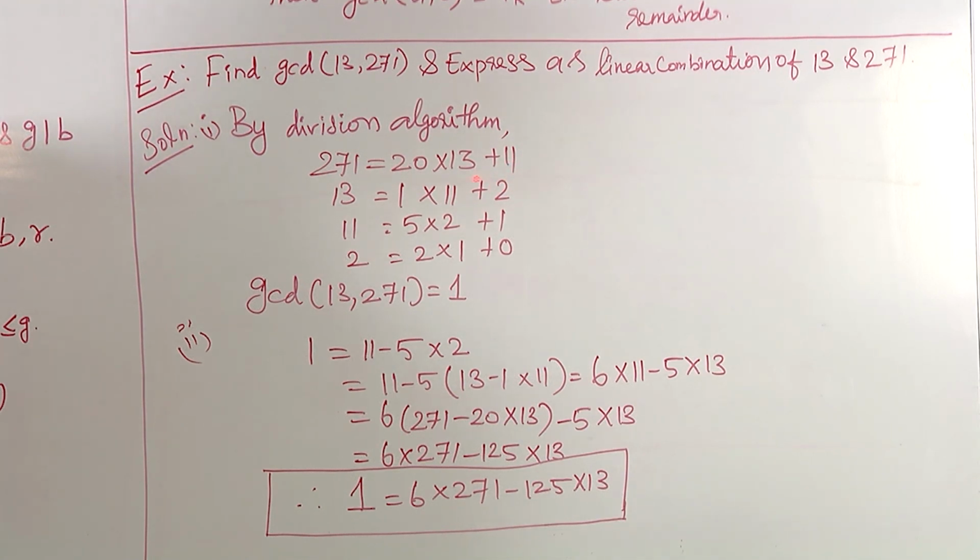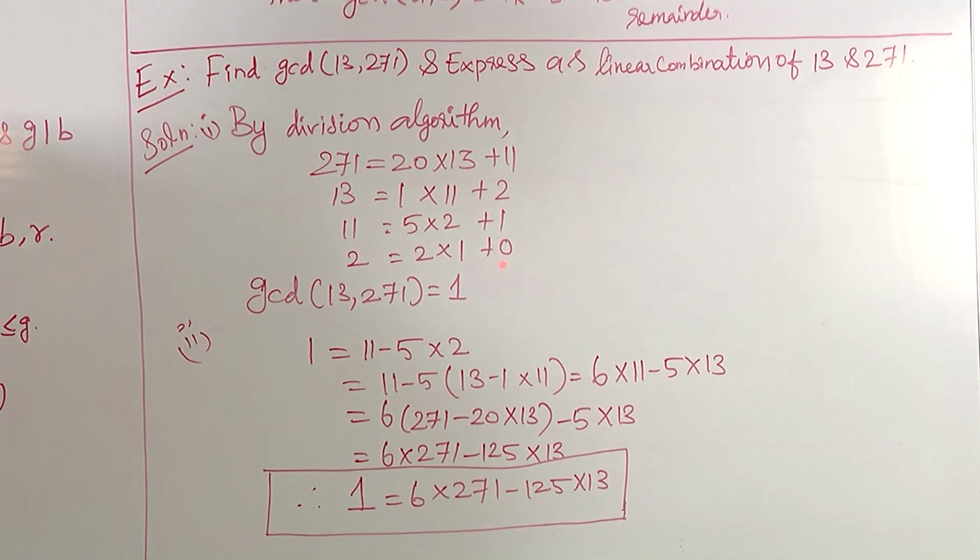Now I am going to express 13 in terms of the remainder, that is 1 multiplied by 11 plus 2. Again the remainder 2 is not equal to 0. Now you have to express 11 in terms of 2, that is 11 is equal to 5 multiplied by 2 plus 1. Again the remainder 1 is not equal to 0. Then you express 2 as a multiple of 1, that is 2 is equal to 2 multiplied by 1 plus 0. At last you have obtained the remainder equal to 0. This step you will surely attain.